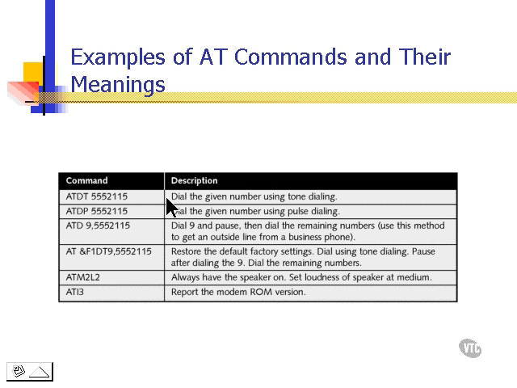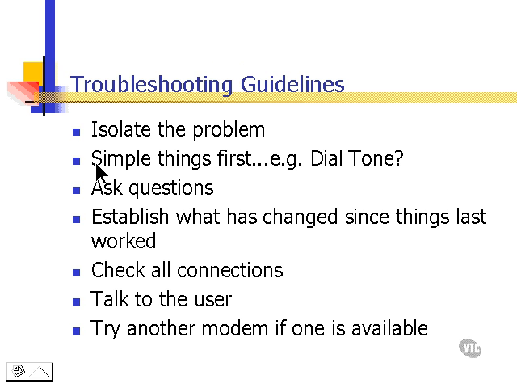Although technology has improved considerably, it's still possible to have problems with modem communications. So we need to know a little bit about troubleshooting modems. Troubleshooting guidelines include isolate the problem. In other words, determine whether it is the modem or not. This is especially easy to do if we're using an external modem, because we could switch out the modem. That's not quite as easy to do if we're using an internal modem. But check the simple things first. For example, is there a dial tone?